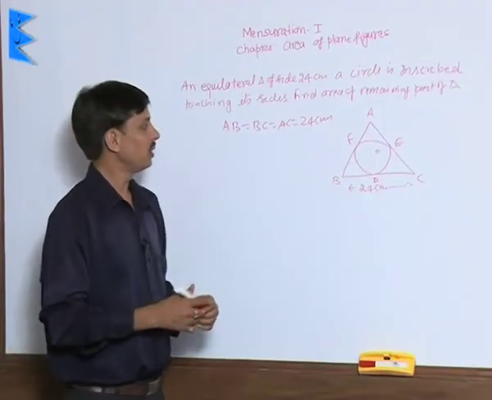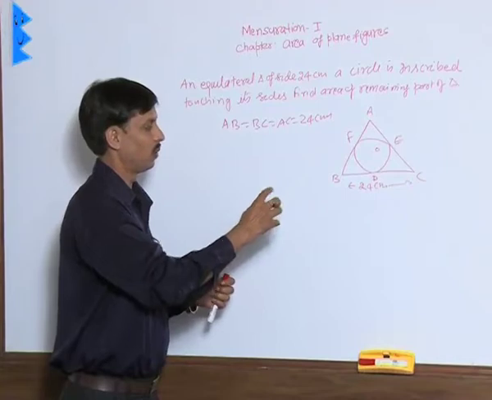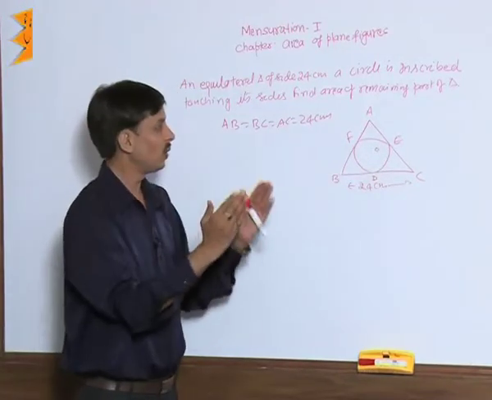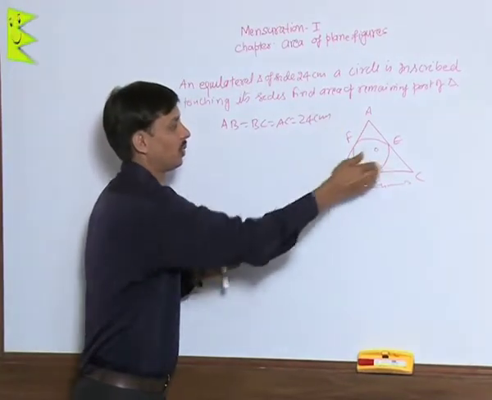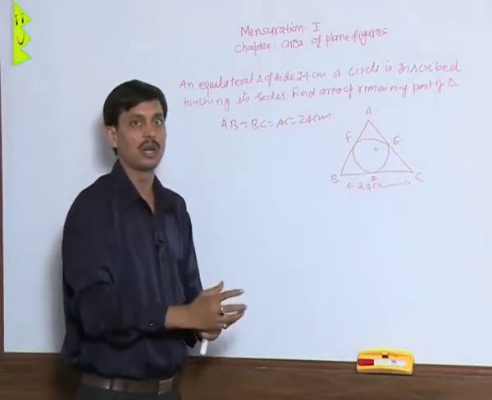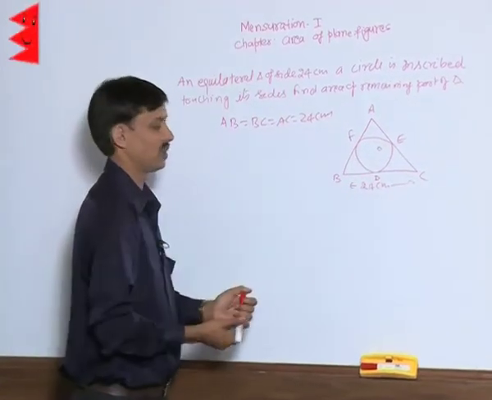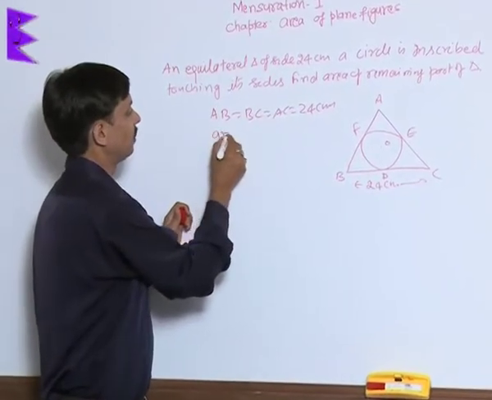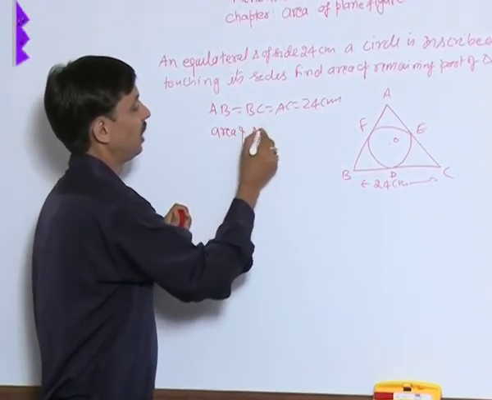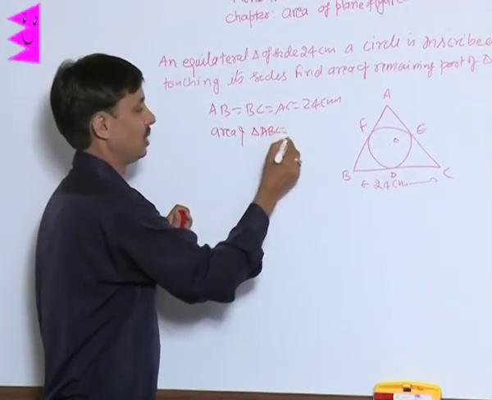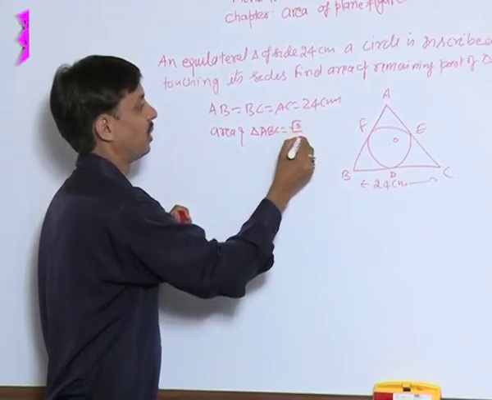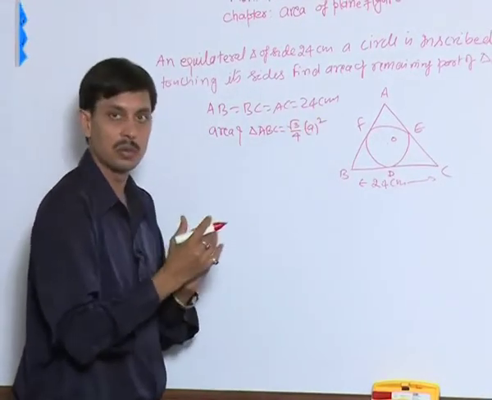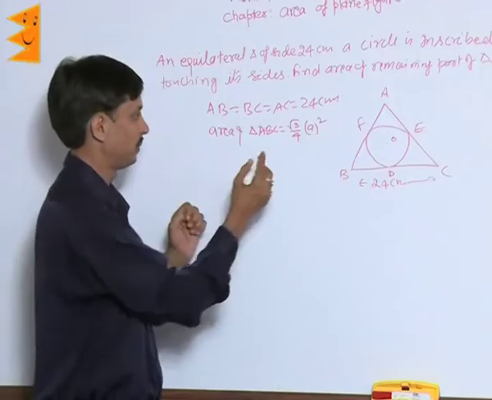To obtain the area of the triangle which is not enclosed in this circle, first of all we will calculate the area of triangle ABC, an equilateral triangle whose side is 24 centimeter as mentioned. The area of an equilateral triangle is given by root 3 by 4 a square. a stands for the length of the side of the equilateral triangle.